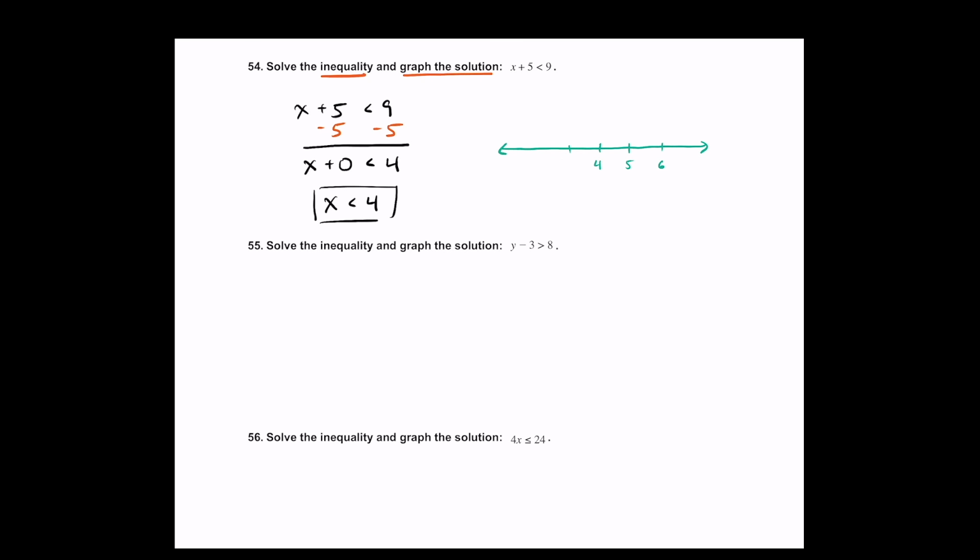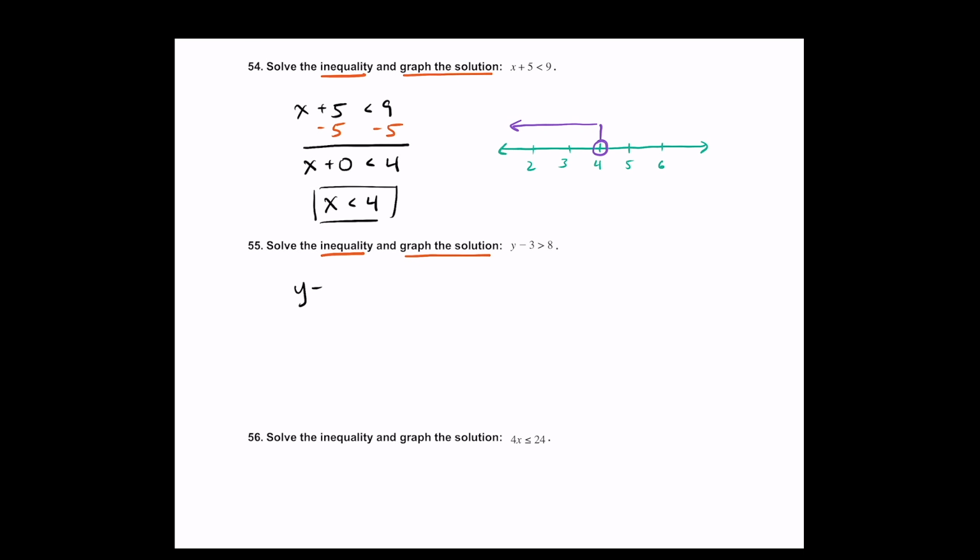5 and 6, 3 and 2. And this is where you might need to remember open circle or closed circle. X is supposed to be less than 4. It can't actually equal 4, so use an open circle, and all the numbers to the left of it will make it true. There's an infinite number of solutions here. As long as x is less than 4, your answer would be correct, but there's an infinite number of answers. Here's another inequality, and we'll go ahead and graph it as well.